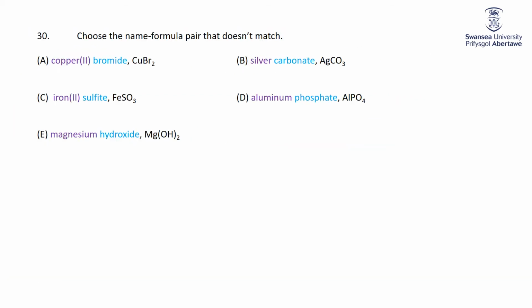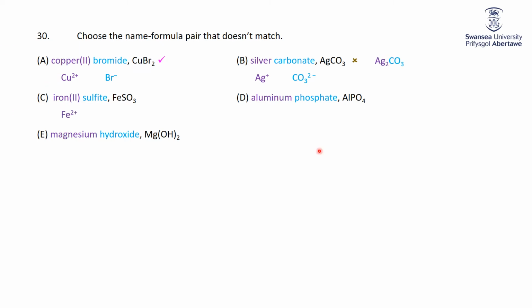Now we'll move to naming ionic compounds. Really, really important you can do this. Copper 2 is Cu2 plus. Bromide you've got to know is Br minus. So we're going to have 2 minuses to go with the 2 plus, so we need 2 bromides. Silver Ag plus. Carbonate CO3 2 minus. You've got to have 2 of the Ags to go with the 2 minus of the carbonate. That looks pretty wrong to me, but let's keep checking.